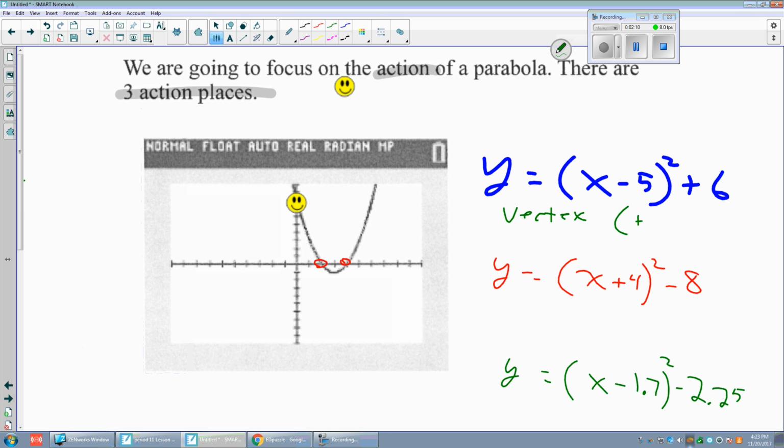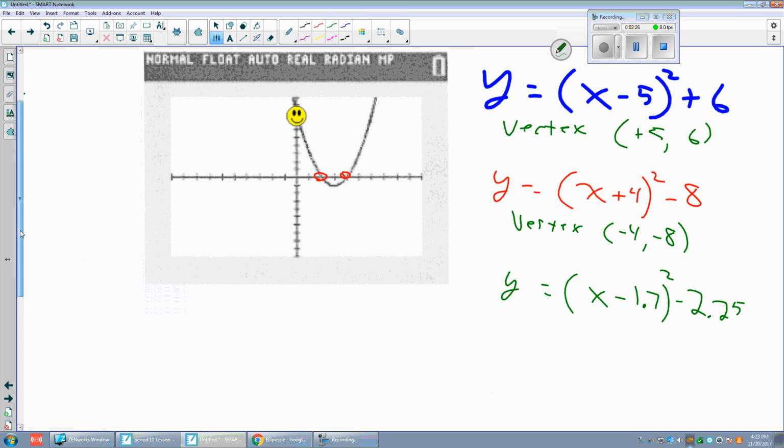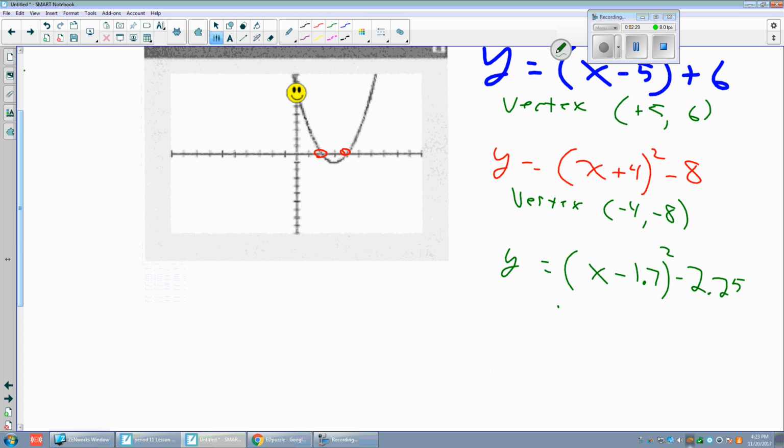The vertex is positive 5, comma 6. The vertex is negative 4, comma negative 8. Do you see the pattern? What's the vertex here? The vertex is positive 1.7 for the x-ordinate and then negative 2.25 for the y-ordinate. So what do I remember? I remember the fact that it goes the opposite for inside the parentheses and the same for outside the parentheses. Opposite for inside, same for outside.